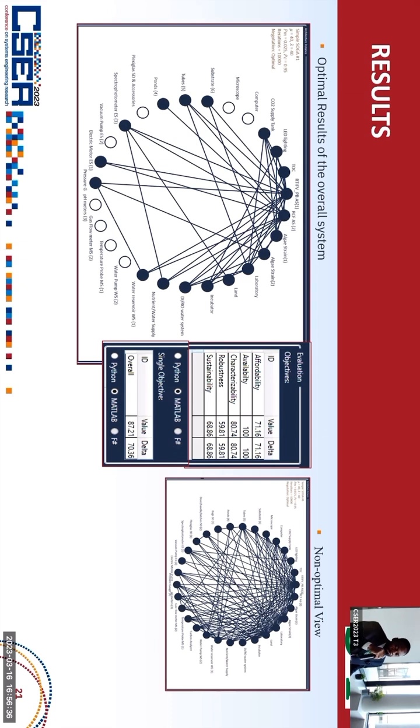Now, this non-optimal view, it's not relevant, but I thought it would be relevant because when I first ran my system, this is what I got. And so it doesn't make sense to have a system where everything interfaces, telling you that all systems are working together. No. So when I set my rules properly, define my genetic algorithm and my fuzzy inference system, I was able to get an optimal solution for the system.